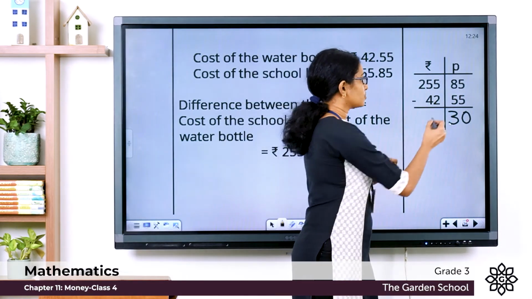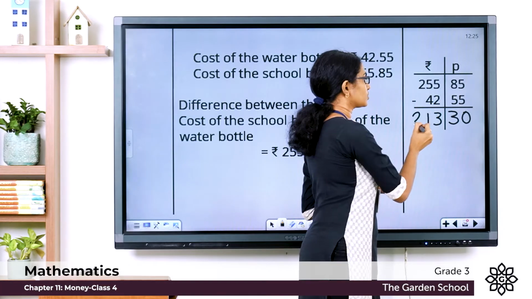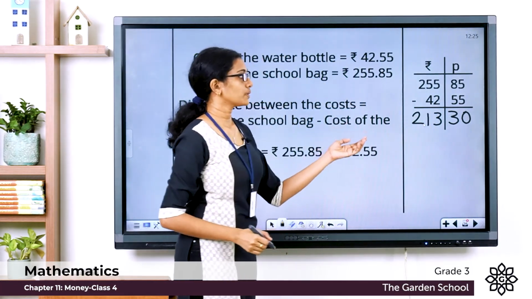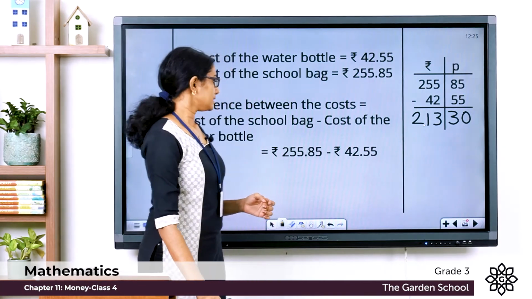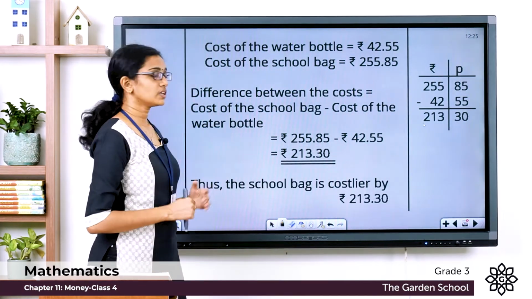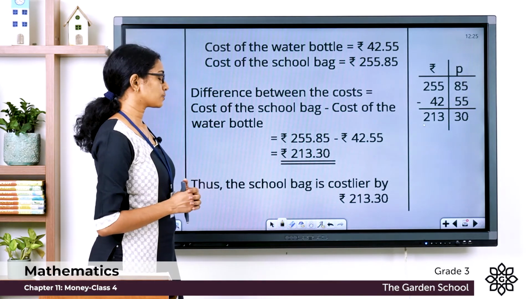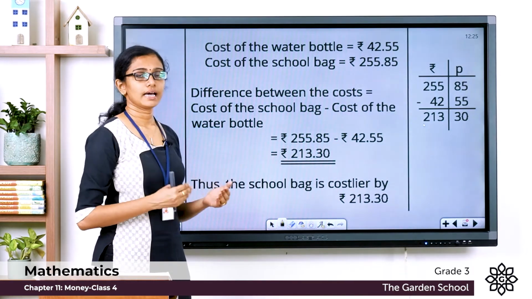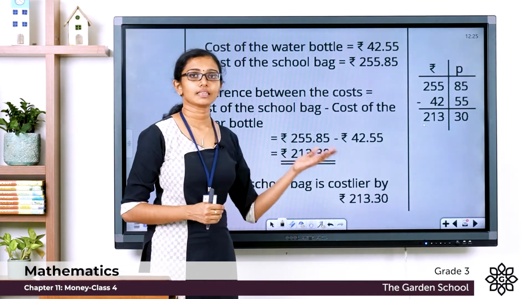So 5 minus 2 is 3. 5 minus 4 is 1. Then 2 here. So rupees 213 and 30 paise. Hence the difference in the amounts, or difference in the cost, is equal to 213 rupees 30 paise, and the school bag is costly by 213 rupees 30 paise.